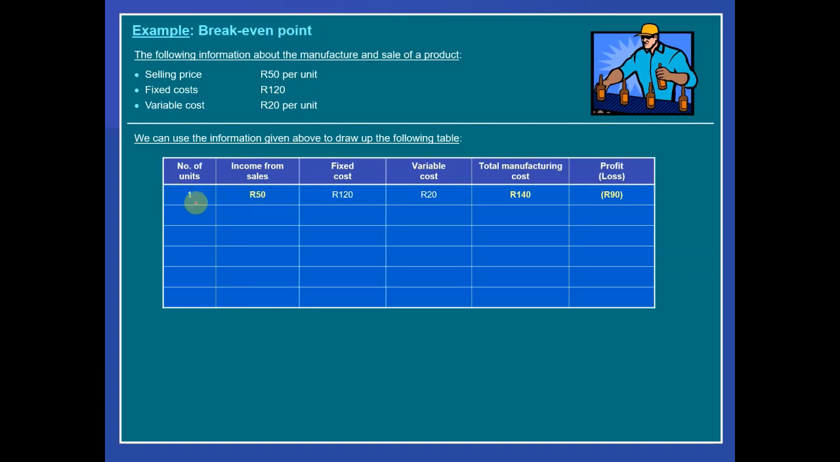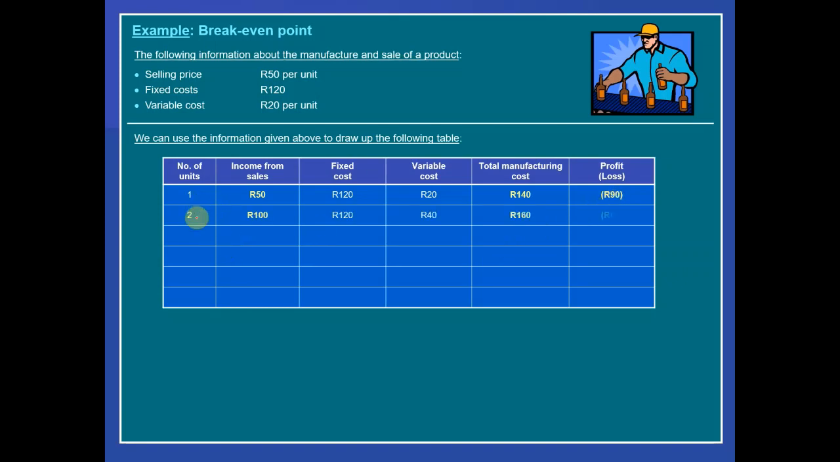So if we produce and sell one unit, we know the selling price is 50 Rand per unit, so we will get 50 Rand. We know our fixed cost is 120 Rand. The variable cost per unit is 20 times the number of units. 20 times 1 is 20. Our total manufacturing cost is the fixed cost of 120 plus the variable cost of 20, which is 140. So we have sales of 50, we have total costs of 140. 50 minus 140 is negative 90, so it's a loss of 90 Rand.